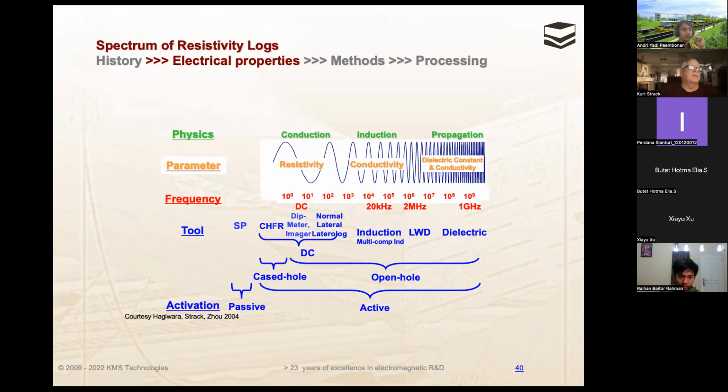Most induction tools operate at 20 kilohertz. So this is an induction tool which induces, through time varying fields, a signal in the subsurface. And the DC tools are direct current injection. You inject the current and then you measure the voltage in response to that. And for dielectric tools, you consider the wave propagation. Dielectric tools only work in high resistive environments.